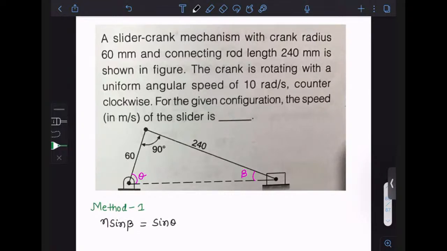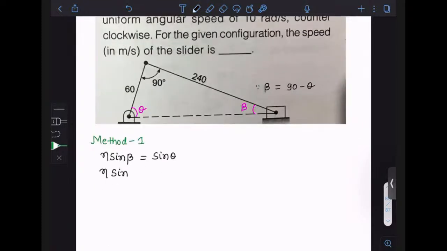Correct? Now, n sine beta, what can we write? Here we can write that beta is nothing but 90 minus theta, correct? Because the sum of the total angle is 180. So theta plus 90 plus beta is equals to 180. Sorry, this is going to be 90 minus theta, correct? So now beta is 90 minus theta, equals sine theta.